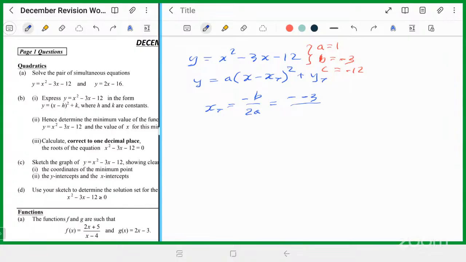And then we divide that now by 2 times a. And the a is this 1 up here. So it's 2 times 1. And then this reduces to this minus minus 3 becomes a positive 3 over 2 times 1 is 2. So this is the value that is going to come right here for xt.